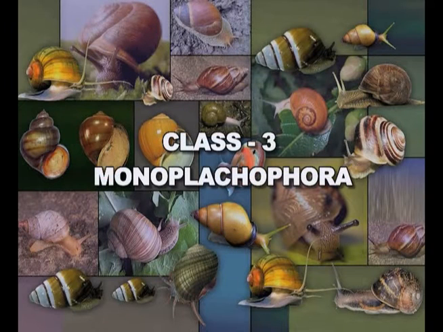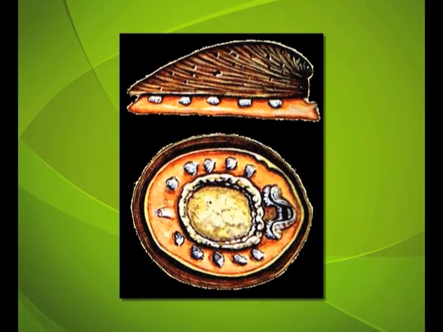Class 3. Monoplacophora. Body bilaterally symmetrical and segmented. Shell comprises a single piece or valve. Head without eyes and tentacles. Foot flat and ventral. Gills external and serially arranged. 5 pairs of nephridia serially arranged.